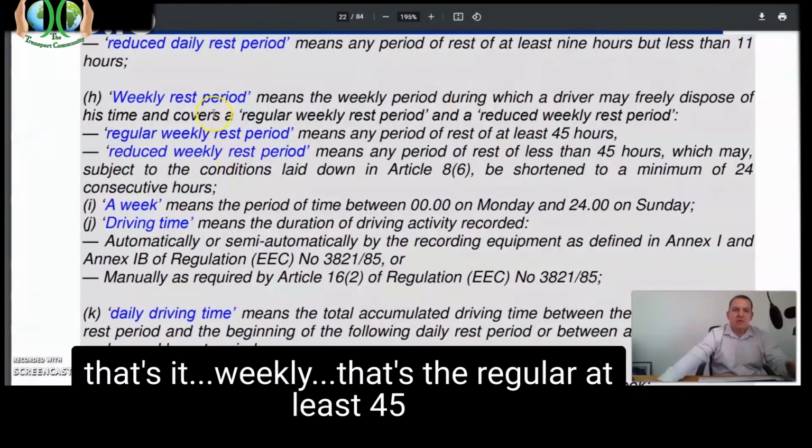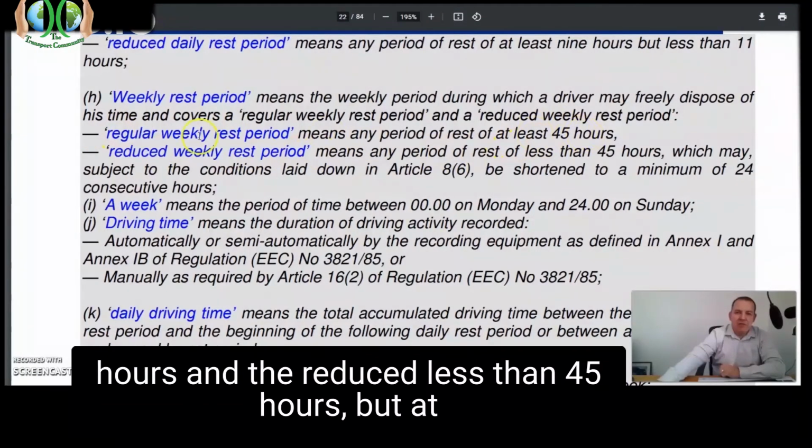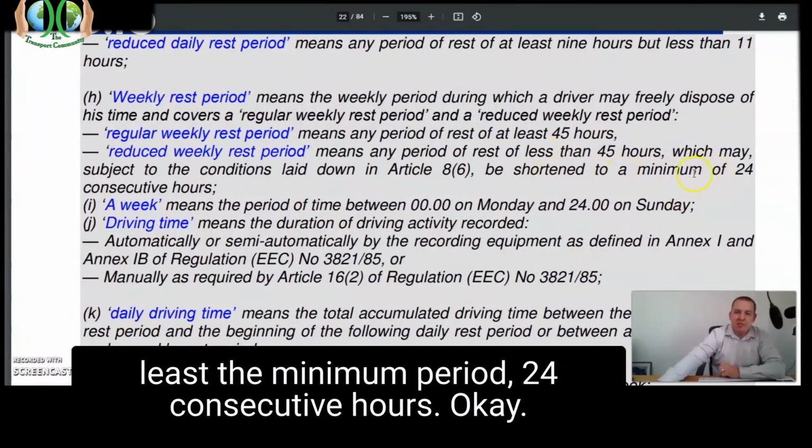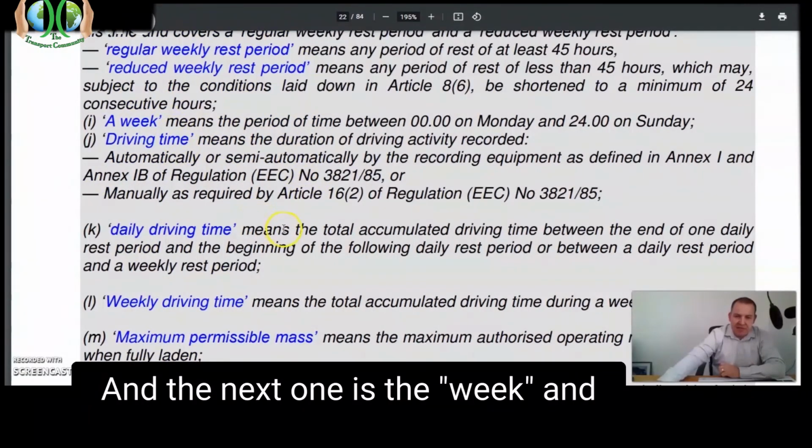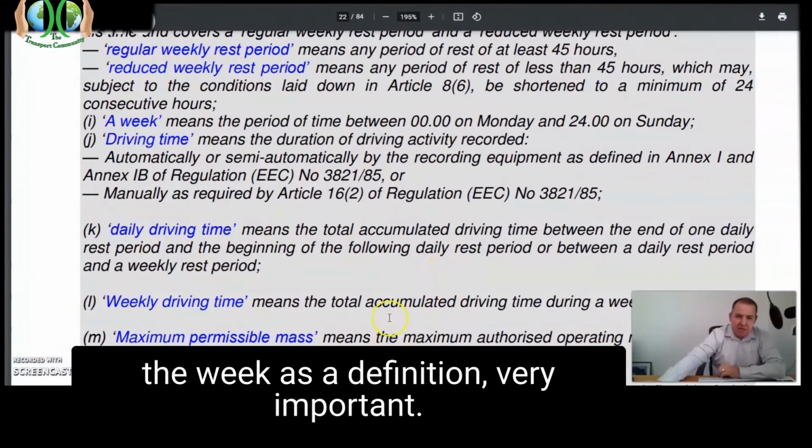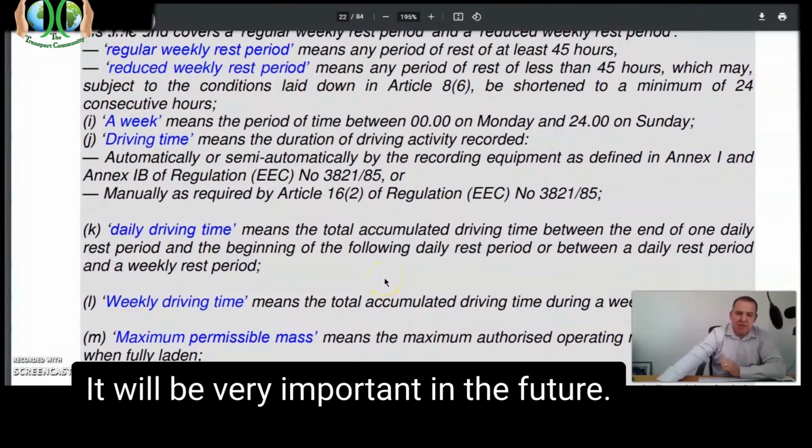that's it. The regular is at least 45 hours, and the reduced is less than 45 hours, but at least the minimum period, 24 consecutive hours. Okay. And the next one is the week. And the week, as a definition, is very important. It will be very important in the future.